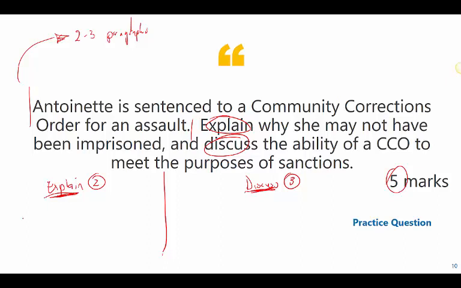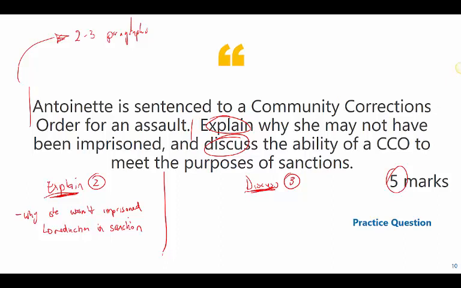We're explaining why she wasn't imprisoned. Okay, so she got a community corrections order instead of imprisonment, which means this is a reduction in sanction. Okay, so if we rewrite that out as a reduction in sanction, and then let's consider, just going back through the slides, we've just gone through those slides, what sort of things lead to a reduction in sentence?